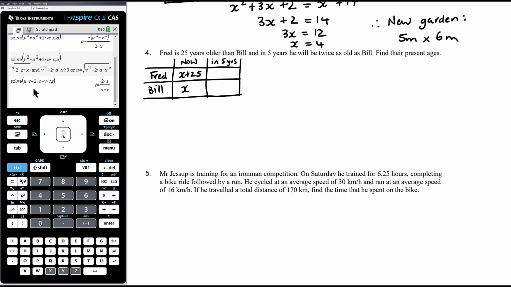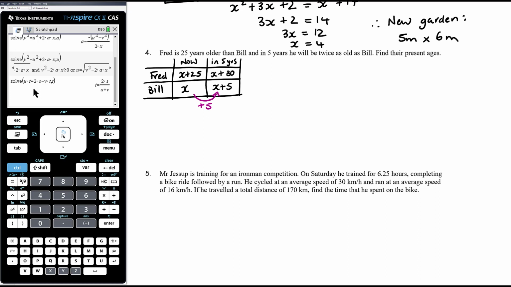Okay, then I'm going to pause and not read any more about the question because I know that the second column is 5 years later than the first column. So we're going to add 5 years onto each of their current ages. If Bill is currently x years old, in 5 years he'll be x plus 5. If Fred is currently x plus 25, in 5 years he'll be x plus 30.